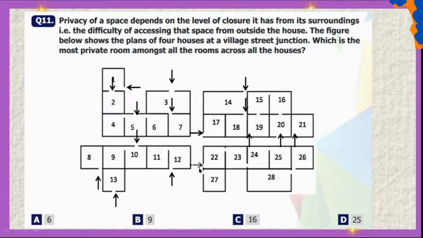When we will enter into room number 22, from here we can enter into 23, then 24, and then 25. The entry of 26, 27, and 28 is direct. So if we have to reach the room number 25, we have to cross 3 more rooms before it. So according to plan, room number 25 is private room amongst all the other rooms. So 25 is the answer.